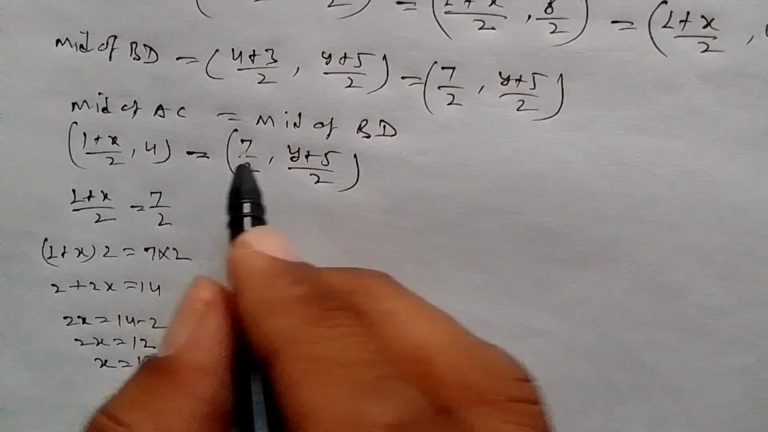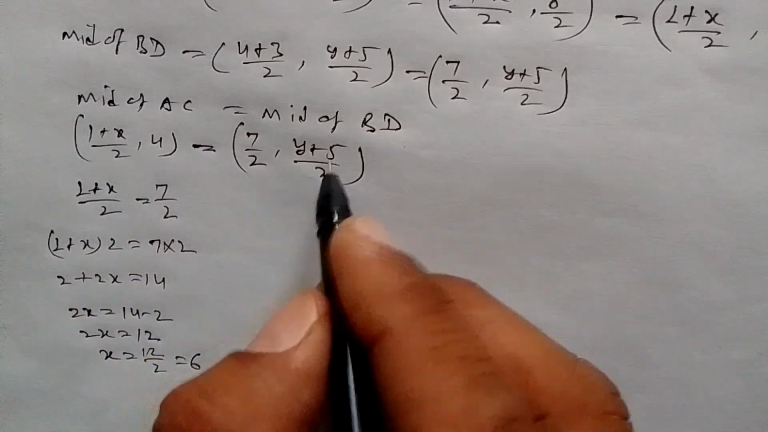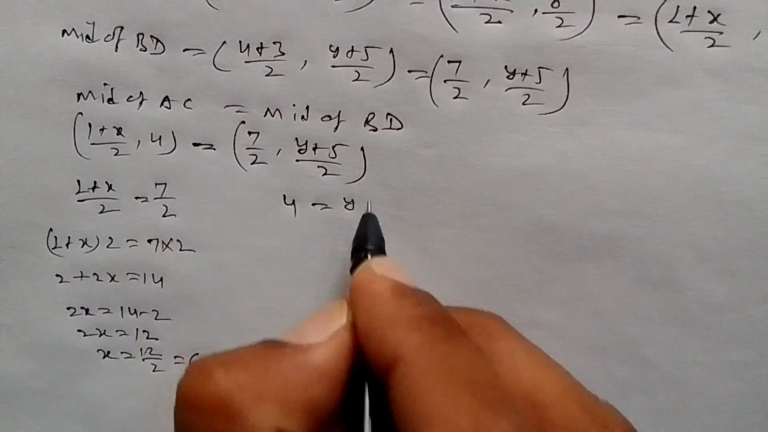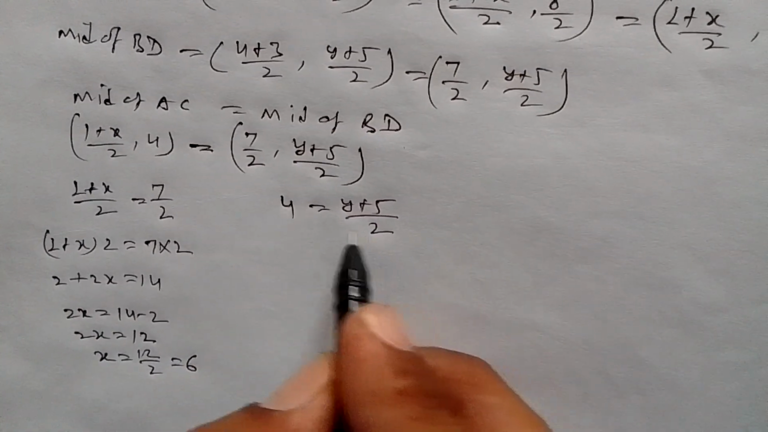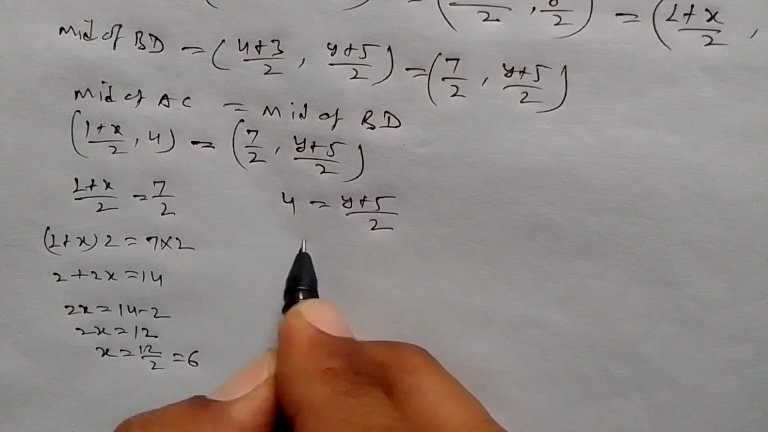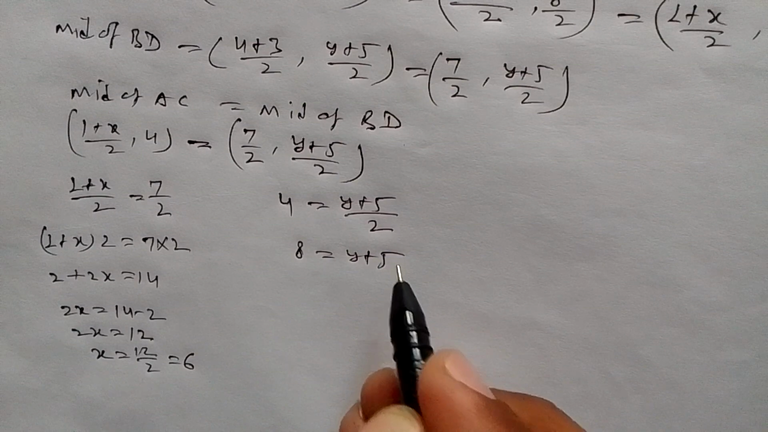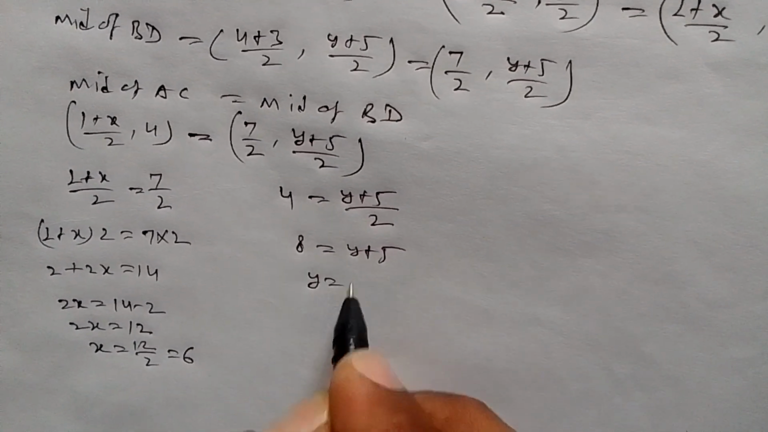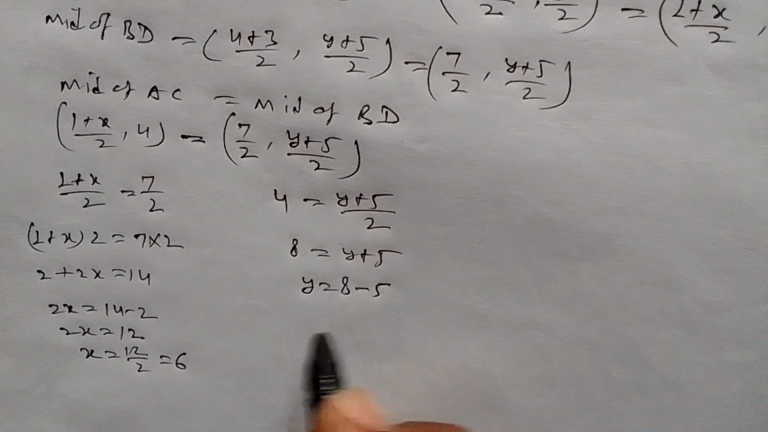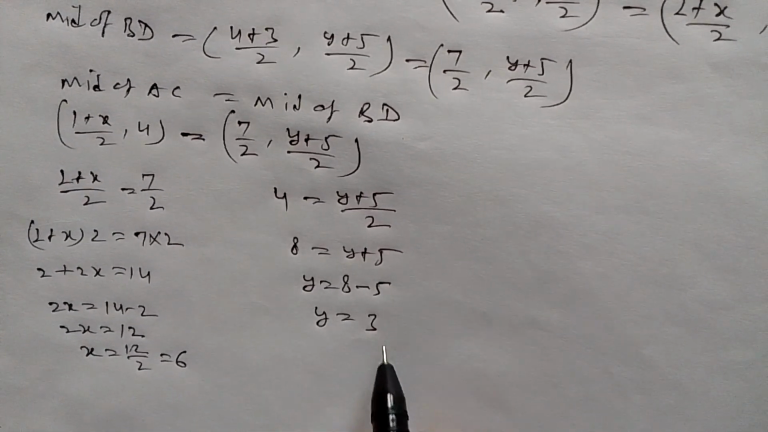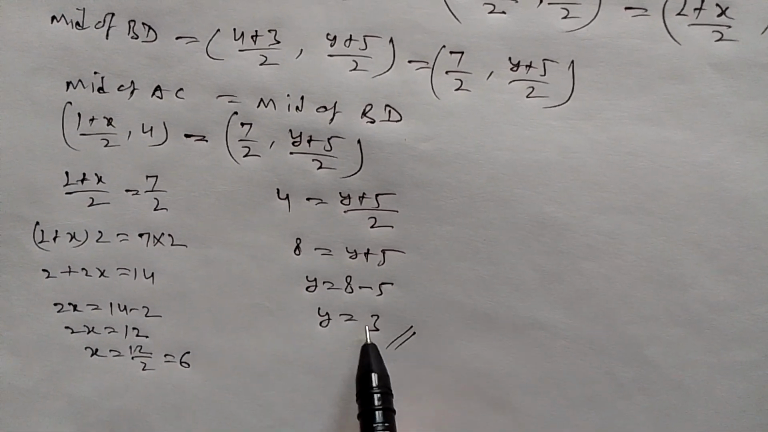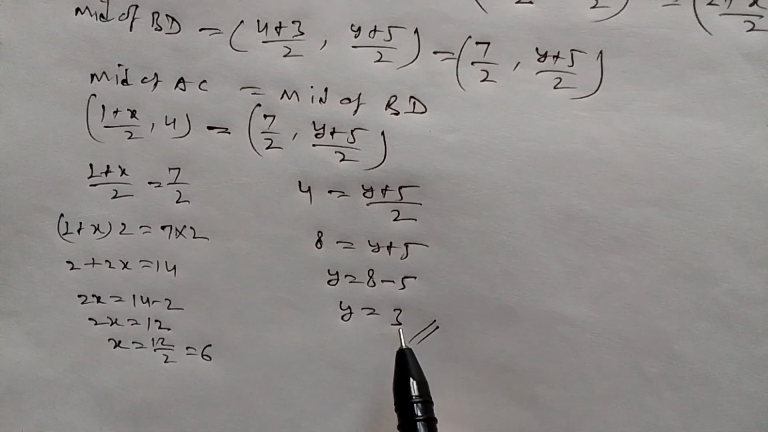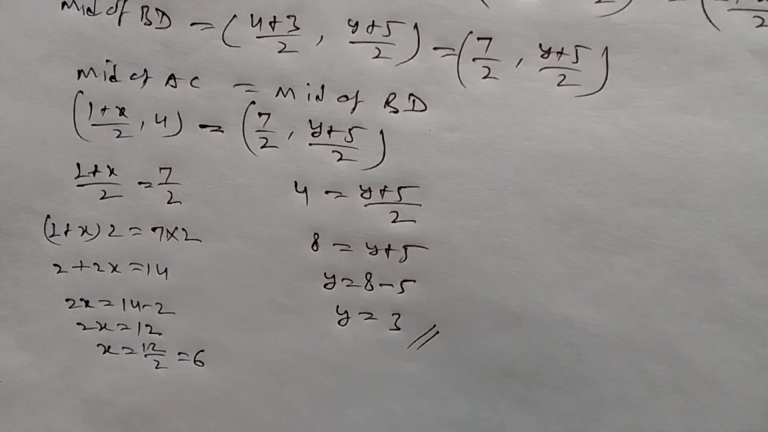Now similarly we will calculate y by equating: 4 is equal to (y plus 5) divided by 2. Multiplying 4 by 2, it becomes 8 is equal to y plus 5. So y comes out to be 8 minus 5, so y is 3. So these are the values of x and y. So this is the answer of the sixth question.